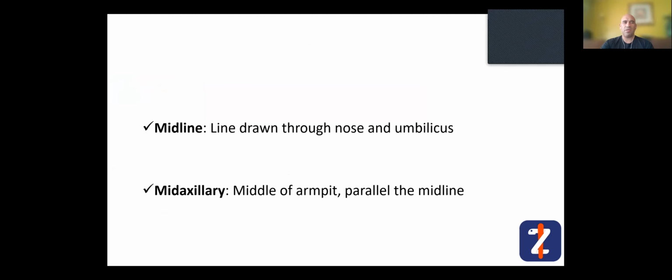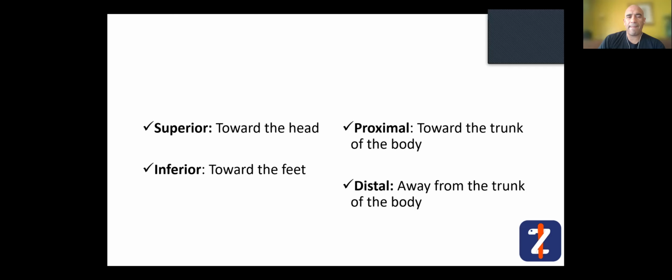So art time. We drew the midline, that line from the nose to the umbilicus. Then we have the mid-axillary, which is on the armpit. There's an axillary line here, which is parallel to the midline. So the mid part, mid-axillary. Then we have superior, which is towards the head, inferior towards the feet, proximal towards the trunk of the body, and distal away from the trunk.